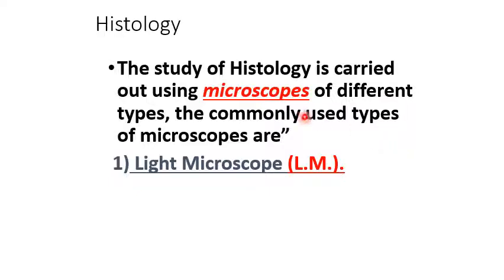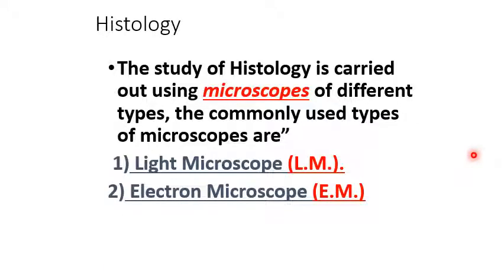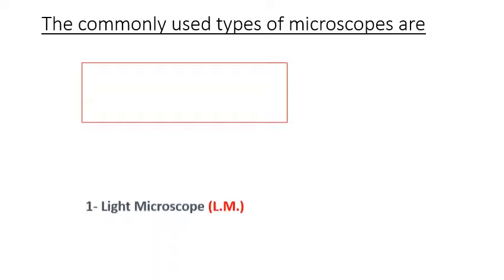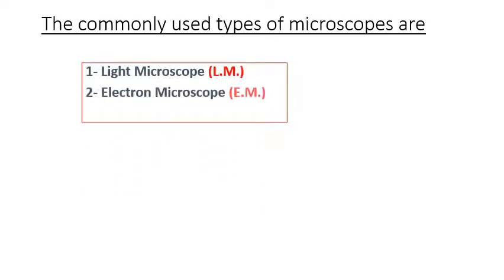We said that I should use microscopes. What are the commonly used microscopes in histology? We have 2 types of microscopes: the light microscope, and the initials are LM, and the electron microscope, and the initials are EM. The commonly used, as we said, are the LM and EM.